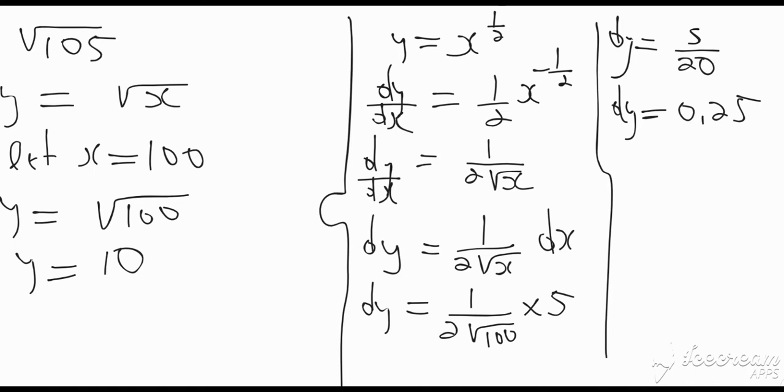So how do I get the square root of 105? What I do is to add the original y value, which was 10, plus the change in y, which is 0.25. So the square root of 105 is approximately 10.25 written to 2 decimal places, and you can use your calculators to confirm this.